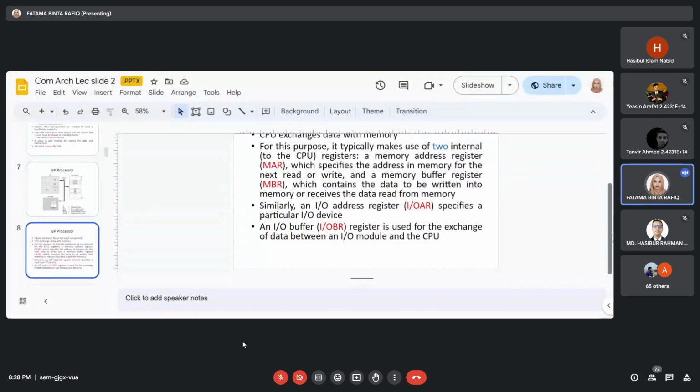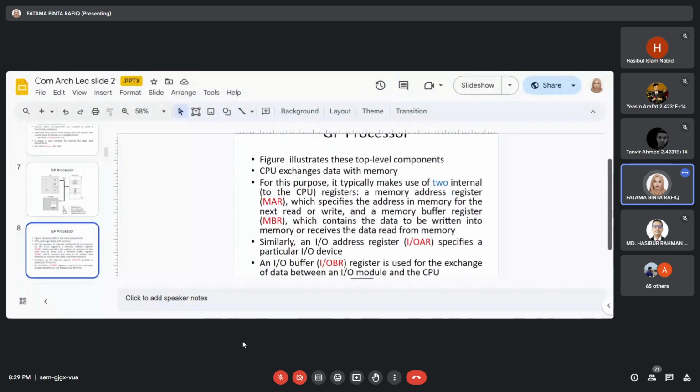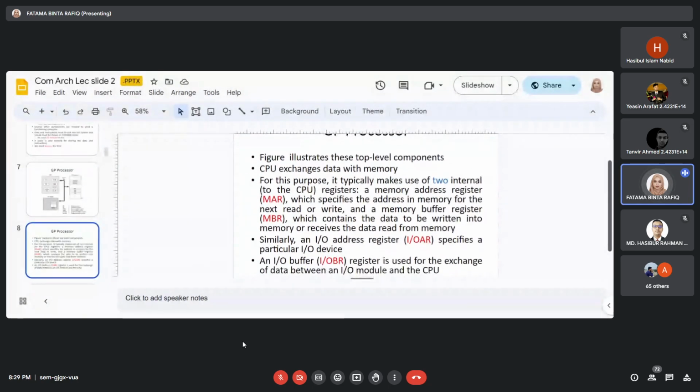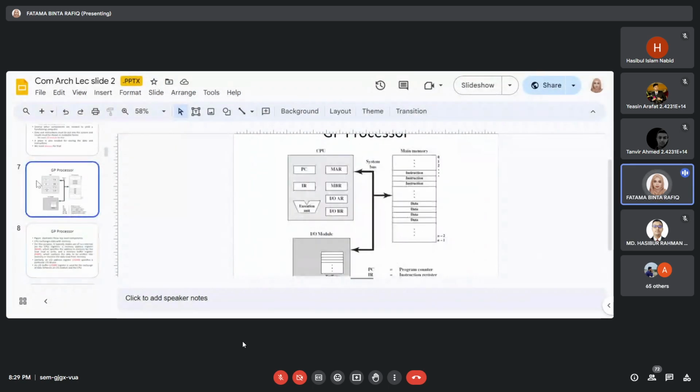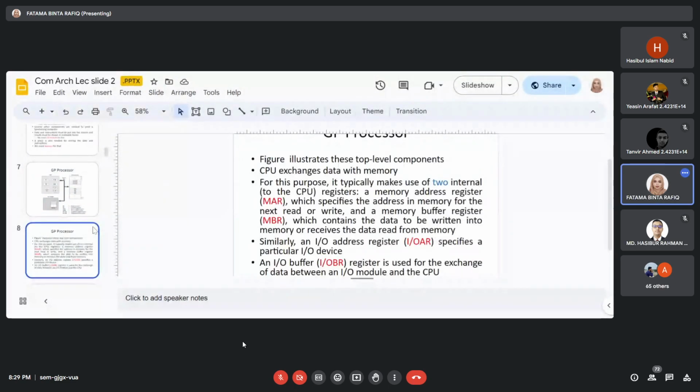Here all the description of each level is provided. The figure illustrates the top level components. The CPU exchanges data with memory by using the system bus. So from here you can see the CPU exchanges the data with memory by using the system bus.